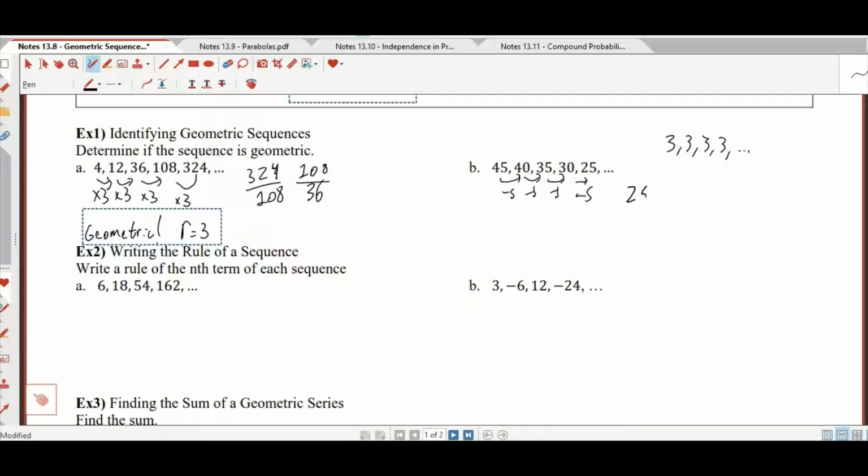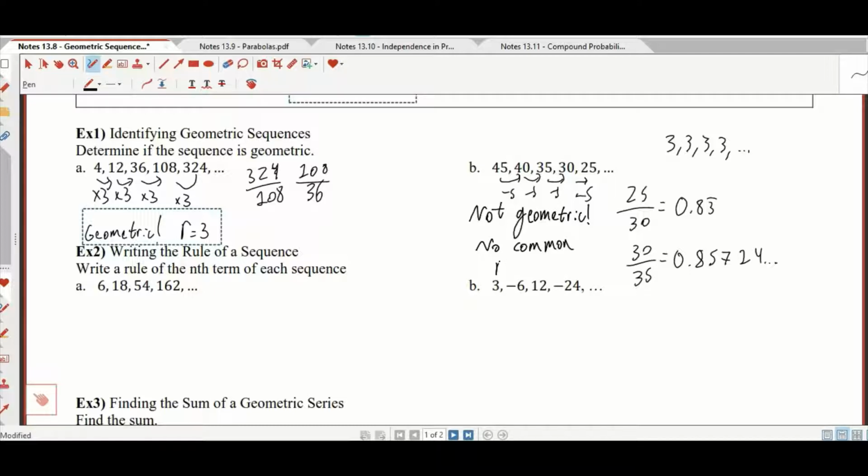But just to be sure, if you do 25 divided by 30, that's 0.83 repeating. And if you do 30 divided by 35, you are definitely not going to get that same amount. 30 divided by 35, yeah, that's 0.85714. Whole bunch of nonsense. So, not geometric. No common ratio exists.